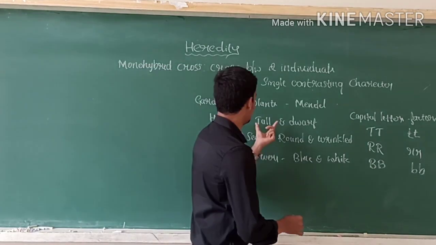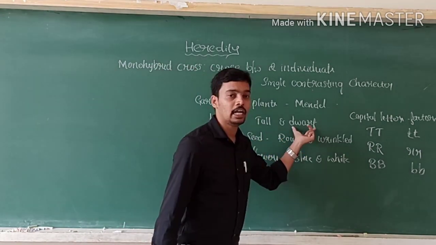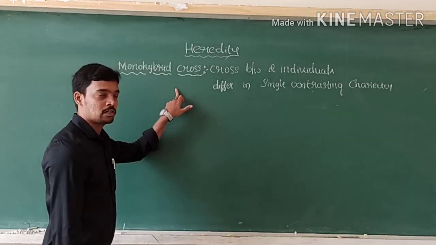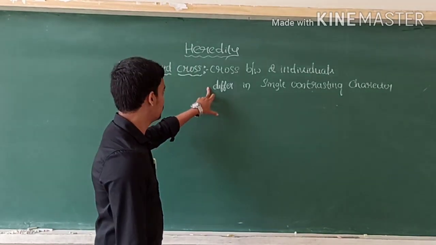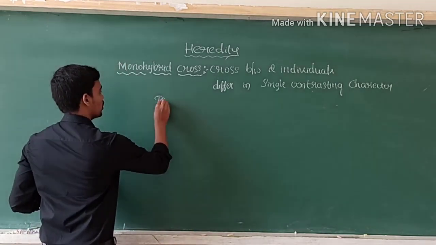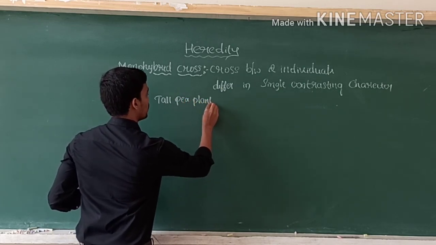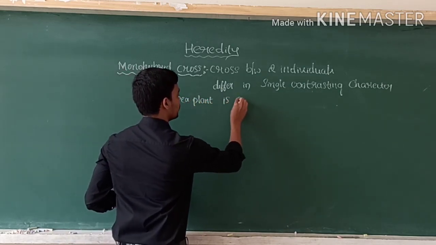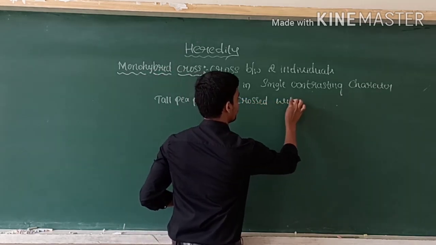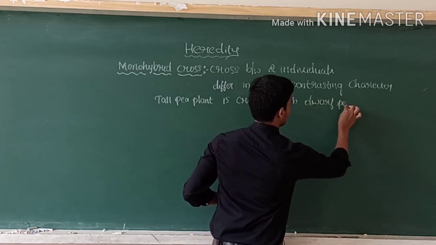Okay, this is regarding the monohybrid cross. Let's take an example, that is height of the plant body, tall as well as dwarf. This is the definition. Let's discuss this monohybrid cross by taking an example: a tall pea plant is crossed with a dwarf pea plant.